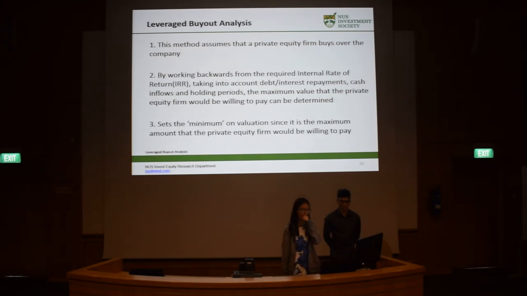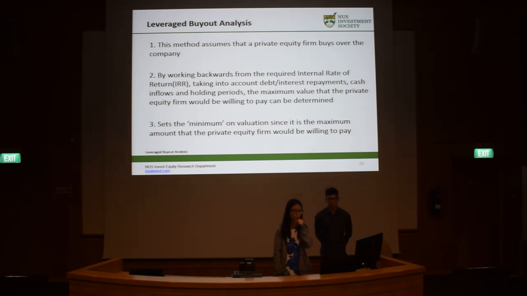Okay, so finally for the leverage buyout analysis. So what is a leverage buyout? It's the acquisition of a company or a segment of the company funded mostly with debt. So this method assumes that a private equity firm buys over the company. So what we do is we work backwards from the required internal rate of return, taking into account debt interest repayment, cash inflows, and holding periods, then you find the maximum value that the private equity firm will be willing to pay. So this sets the minimum of valuation since it's the maximum amount that the private equity firm will be willing to pay.